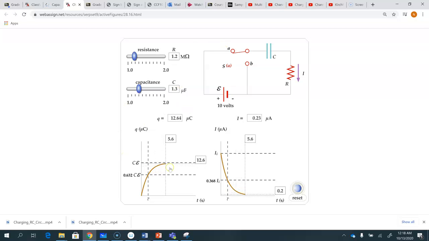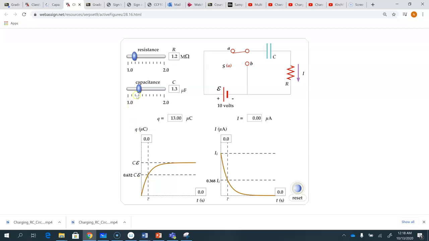You see here is the 1 minus e to the minus t over tau for the charge, and here is maximum current times e to the minus t over tau. That's the current in the charging RC circuit, right? So it's clear.